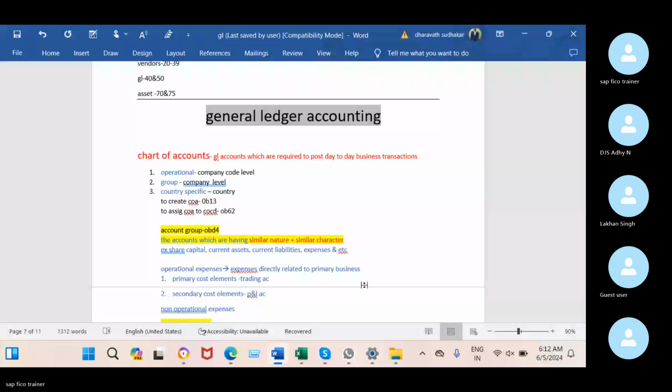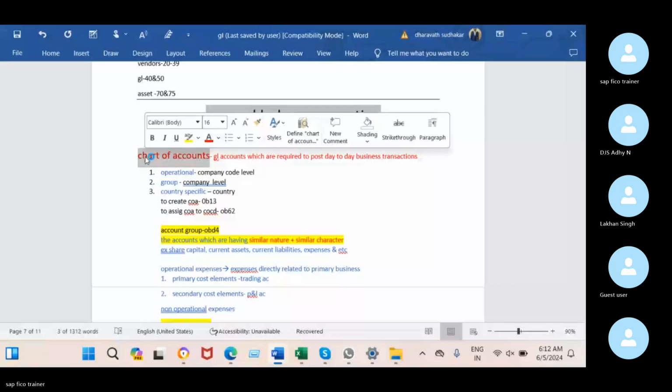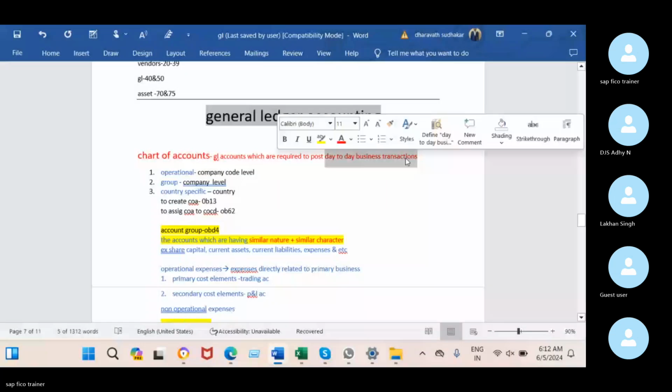Come here, guys. Under general ledger accounting, the first one is chart of accounts. Here, chart of accounts means sum of accounts. What is the meaning of the word chart of accounts? It is nothing but sum of accounts. Why do you use the accounts? To record day-to-day business transactions.